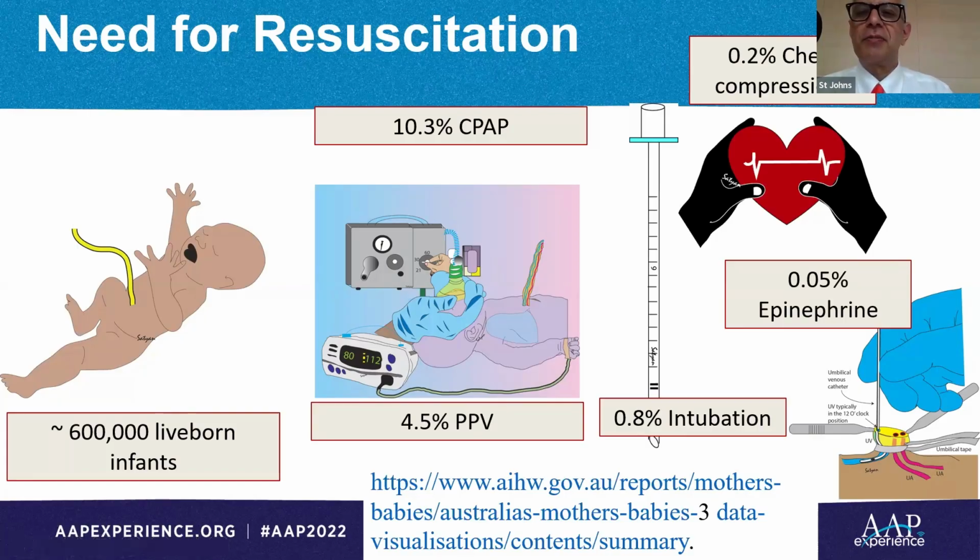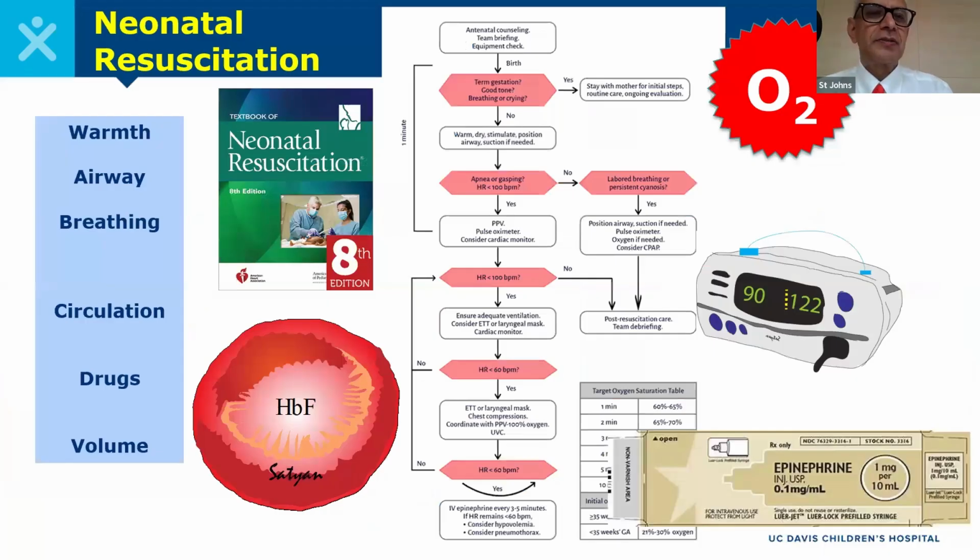So for this reason, the majority of the data for chest compressions and epinephrine comes from animal models. This is the algorithm, and I have worked on pretty much every single step of it. That has been my life's research. More recently, I've focused on epi, oxygen, and fetal hemoglobin, and we'll talk about all of those as we go along.